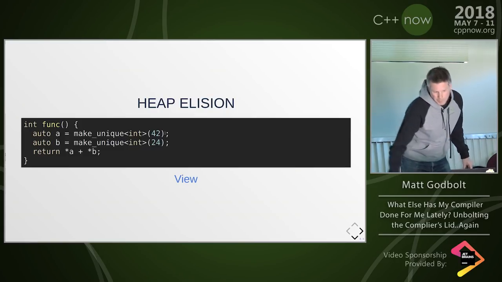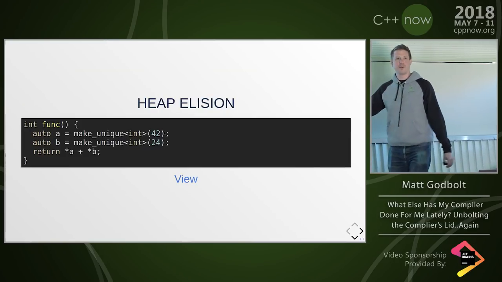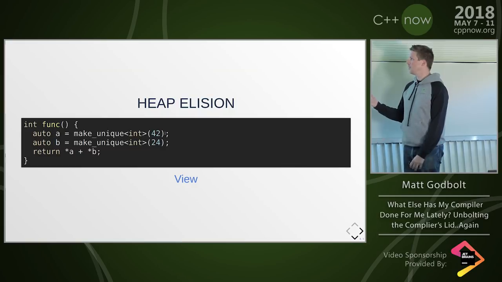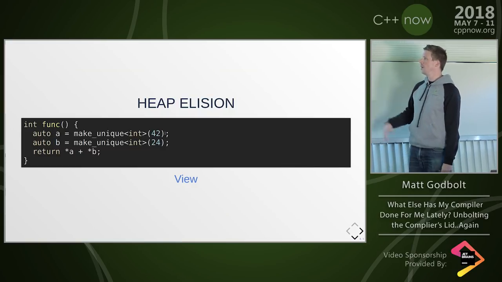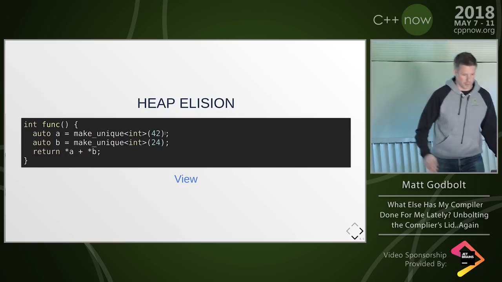So, you know, what are we doing here? We're doing something completely pointless. We're going to allocate an int of 42, and we're going to allocate an int of 24, and we're going to return *a plus *b, the most pointless thing you would ever want to do.